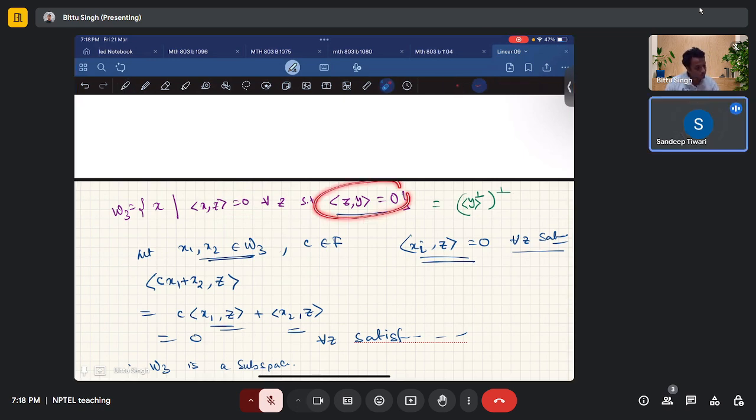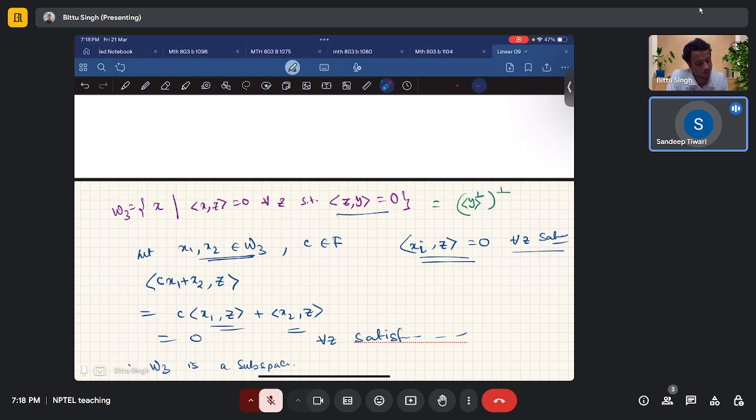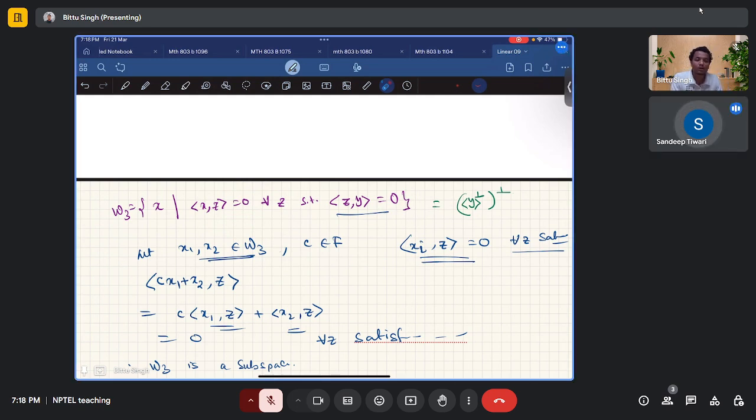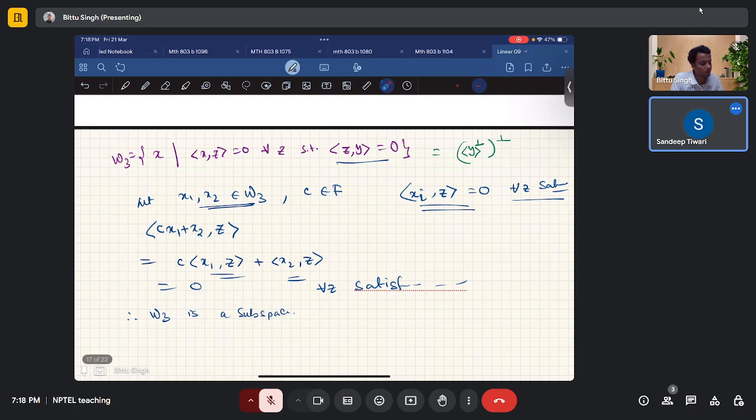Again, this is generated by Y, sir. Yes, that is absolutely the same, because we'll see later that taking the double orthogonal complement will give the same thing. Sir, can we see from here, without that result, that this is actually the subspace generated by Y?